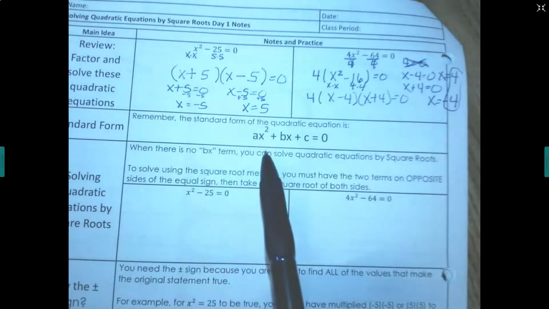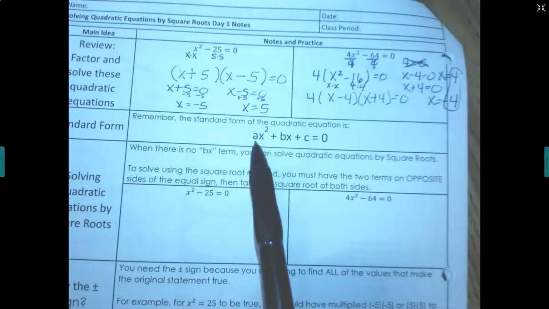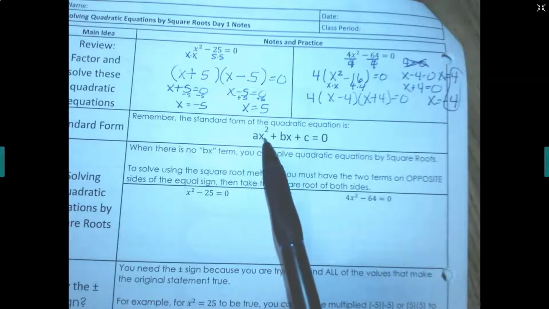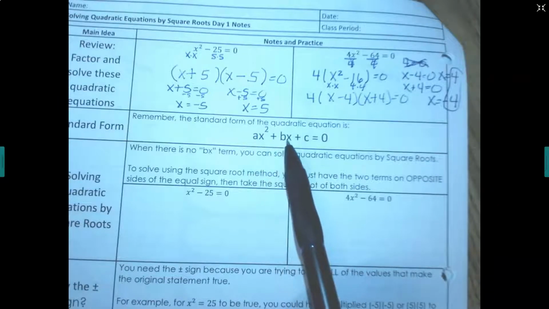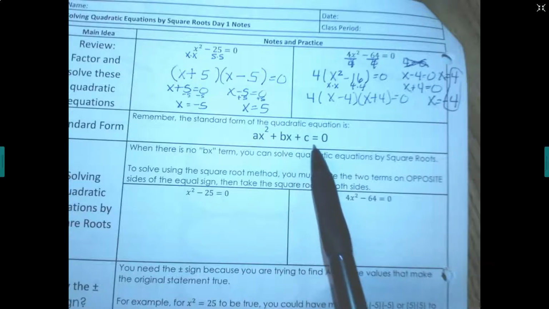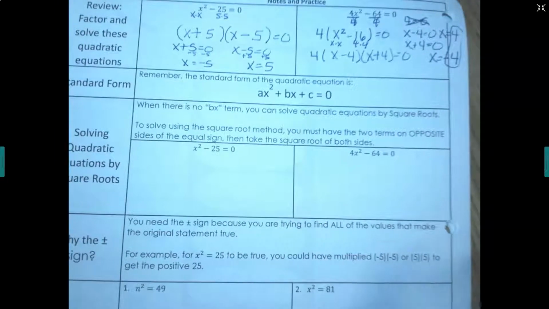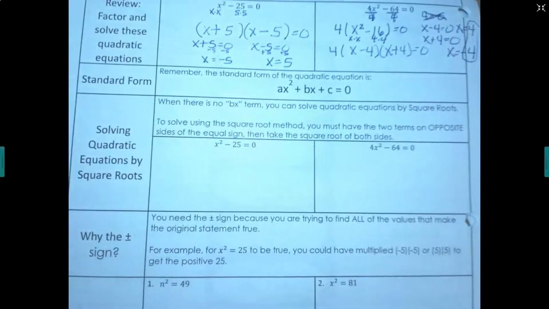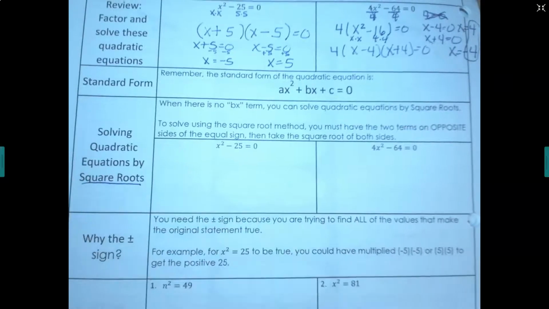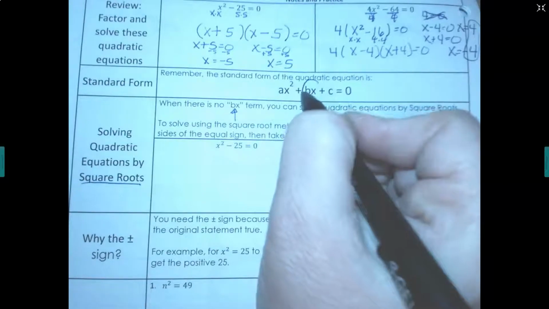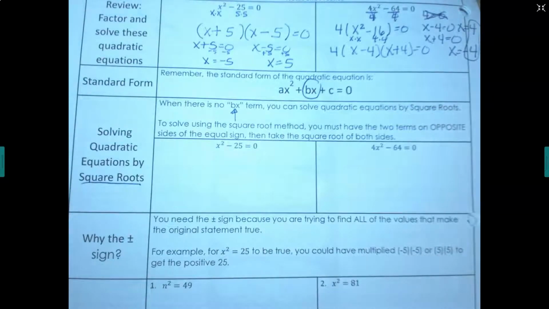So remember, the standard form of a quadratic equation is ax squared plus bx plus c. The a term is always next to the x squared. The b term is always next to the single x. And the c is a constant. It does not have a variable. When we are able to use this method, solving by square roots, that's when there's no bx term. So we're saying there's only two terms, this will not be there. Okay? That's a hint that we're allowed to use square roots.